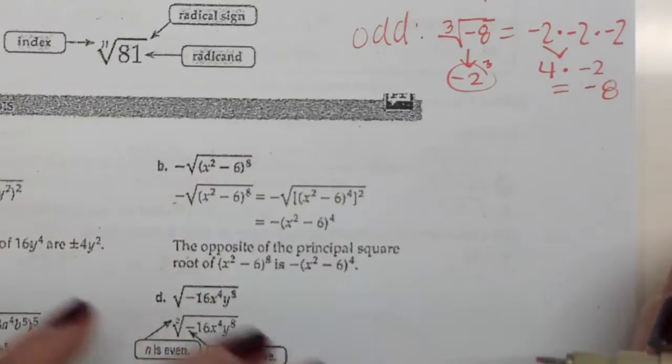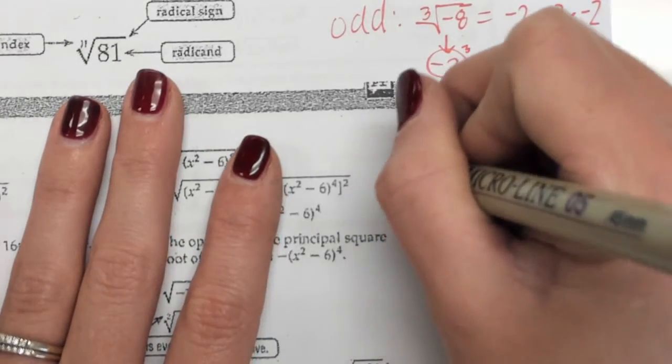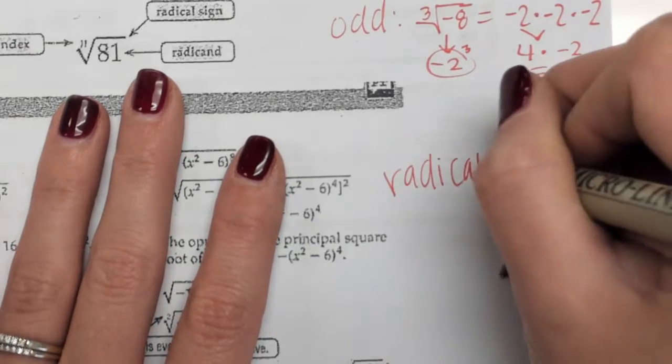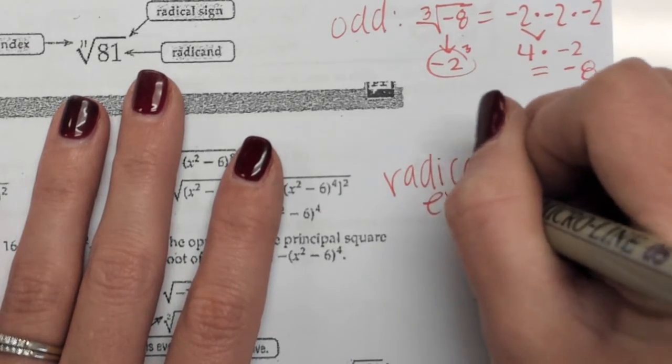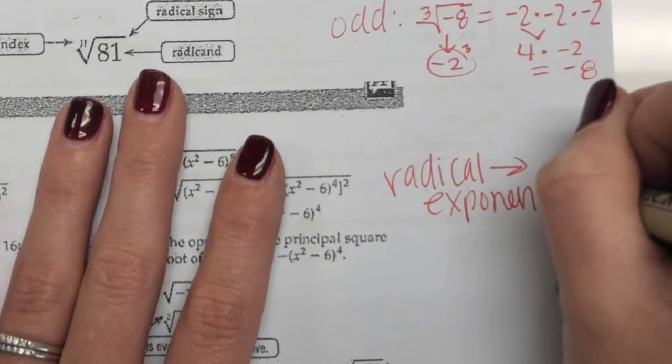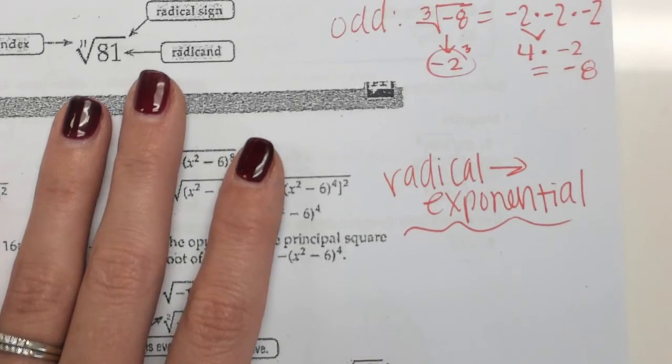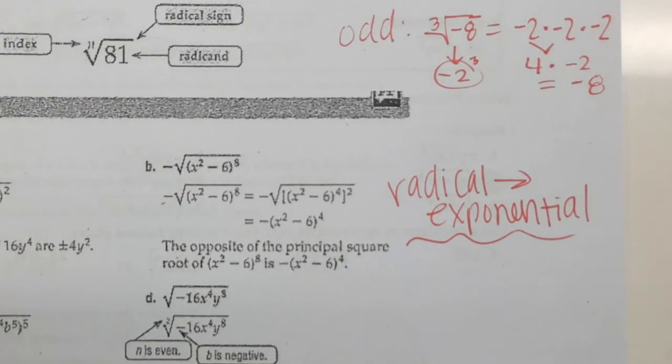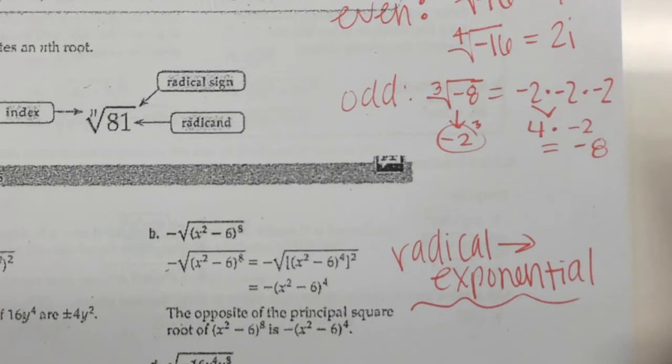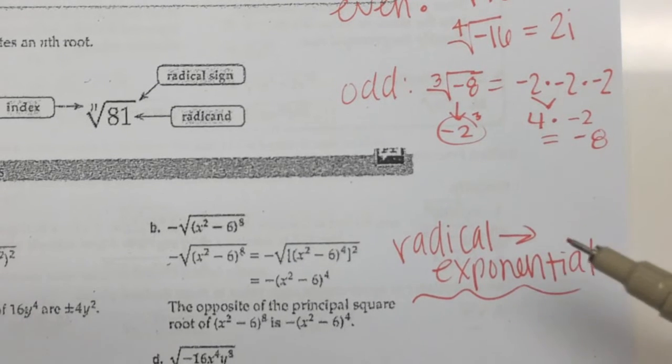Alright, and then one more thing I wanted to talk about is going from radical form to exponential, because we'll need to know how to do that. Remember when I asked what's the fourth root of 16? Nobody could tell me except for Toby. I'm going to show you how to find that in your calculator quick and easy.